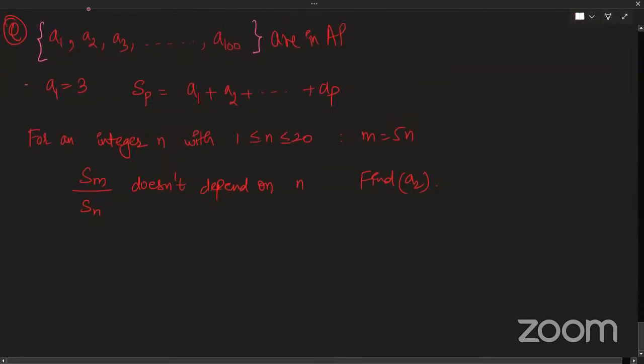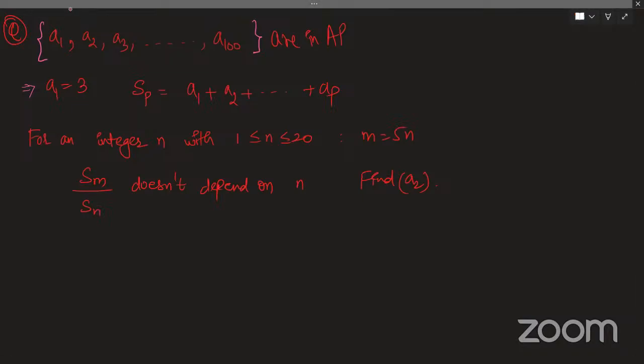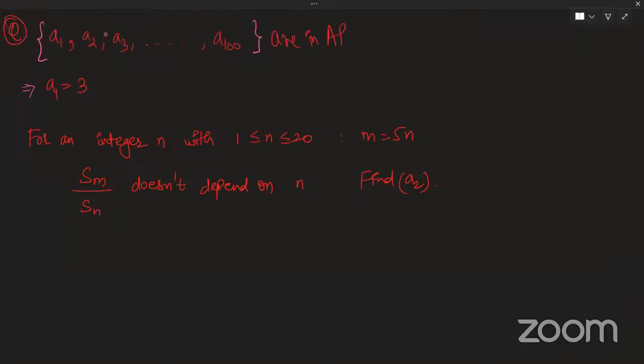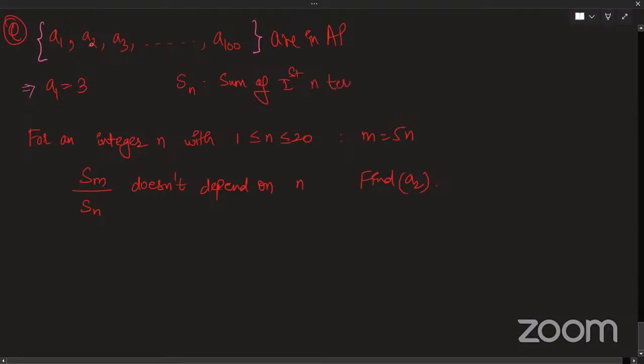First number is given to you as 3. So the first number I know is 3. S_P, or basically I can write it as S_N also, no need to get confused. So S_N basically means the sum of first n terms, right? And what is the meaning of S_M? S_M means the sum of first m terms, right?